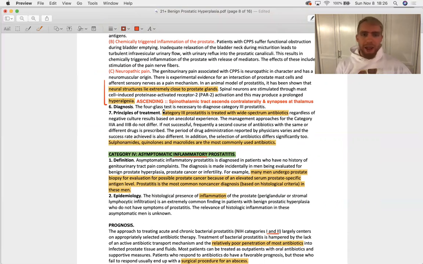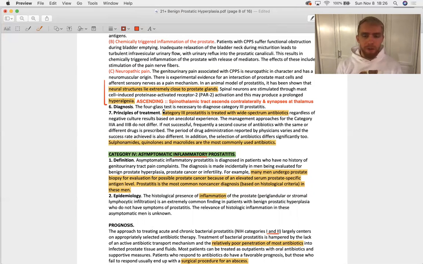And remember that your ascending pain fibers decussate as soon as they get in the spinal cord, then they run up the spinothalamic tract contralaterally and synapse in the thalamus. Now, we give patients with non-bacterial prostatitis antibiotics. Why?